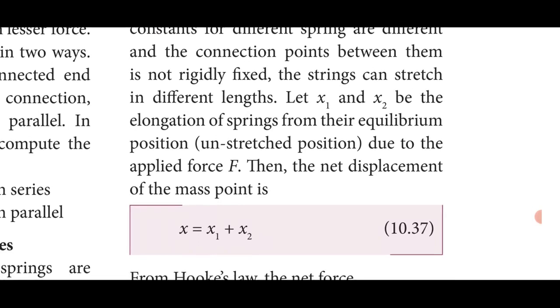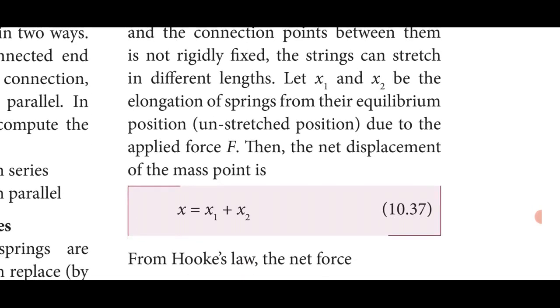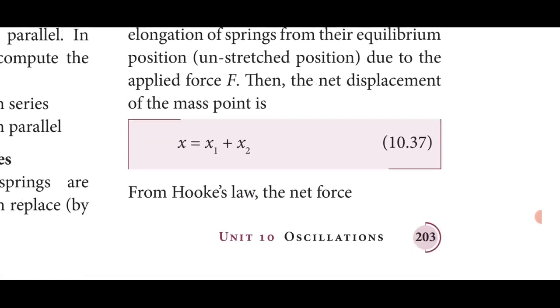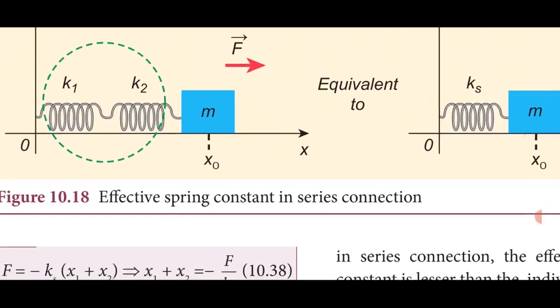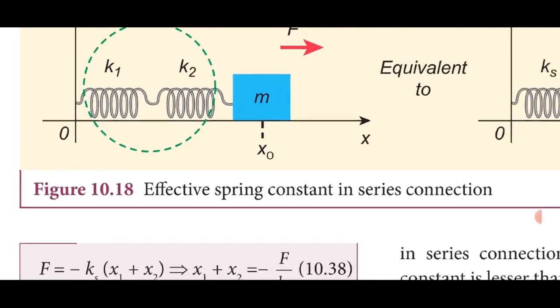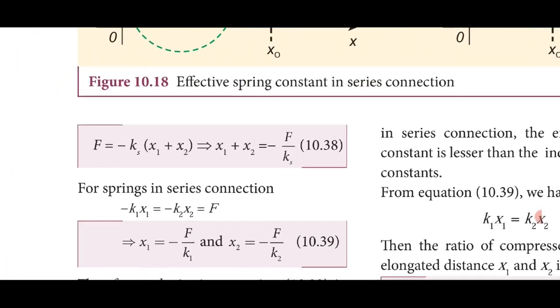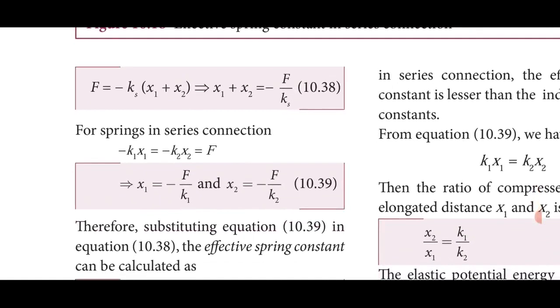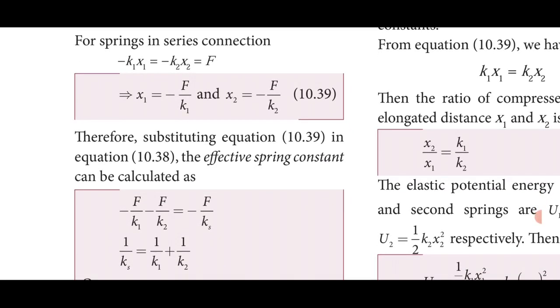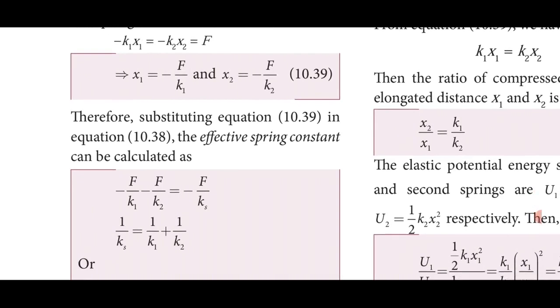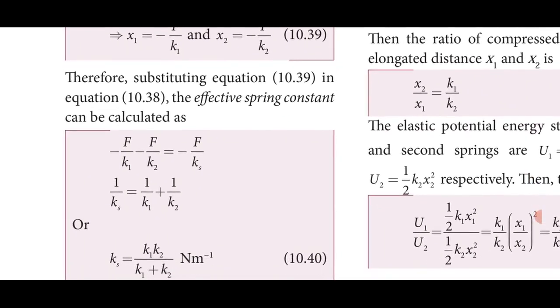Let x1 and x2 be the elongations of the springs from their equilibrium positions. Due to the applied force, the net displacement is x equal to x1 plus x2. The diagram is clearly given for this; the springs are stretched. So F is equal to minus k into x1 plus x2, so x1 plus x2 is equal to F by Ks. For springs in series, minus k1 x1 equals minus k2 x2, which equals F. So x1 is minus F by k1, and x2 is minus F by k2.